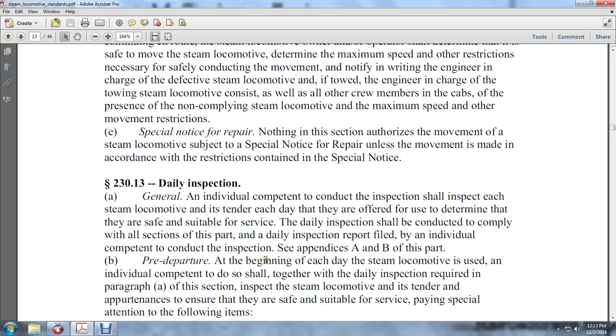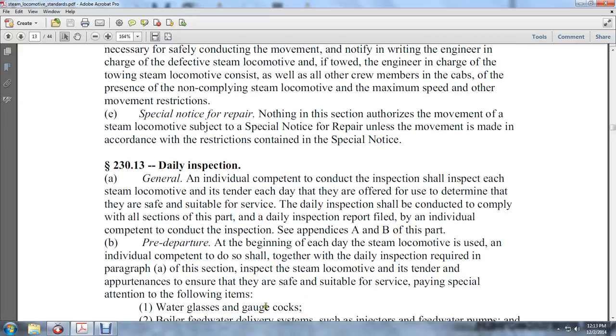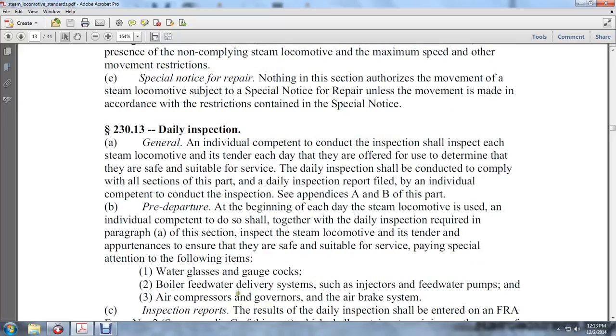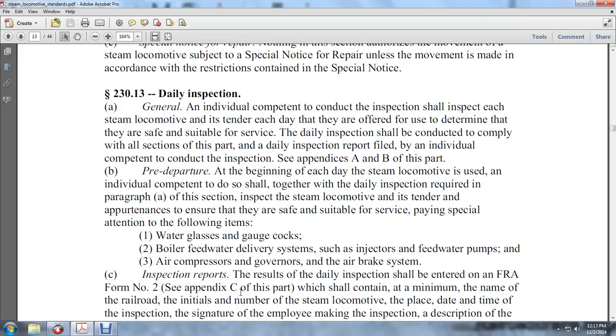Pre-departure inspection at the beginning of each day the steam locomotive is used. A competent individual shall, together with the daily inspection required in paragraph A of this section, inspect the steam locomotive and tender with prudence to ensure that it is safe and suitable for service, paying special attention to the following items: the water gauge glass and gauge cocks, the boiler feed water delivery systems such as injectors, feed water pumps, and air compressor governors, and the air braking system.